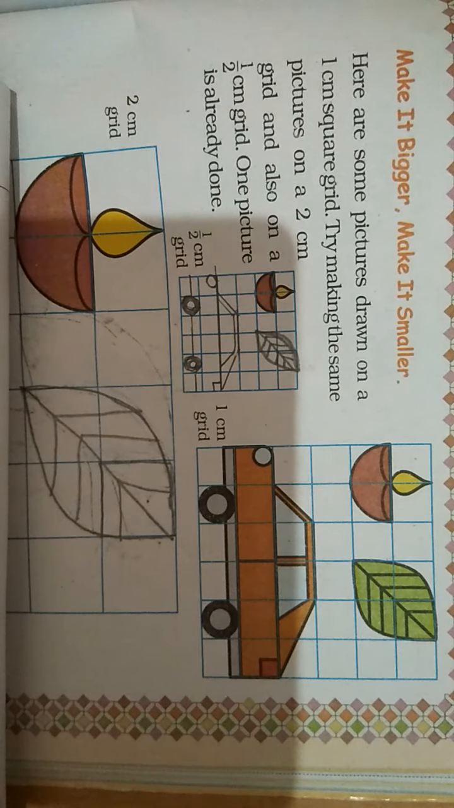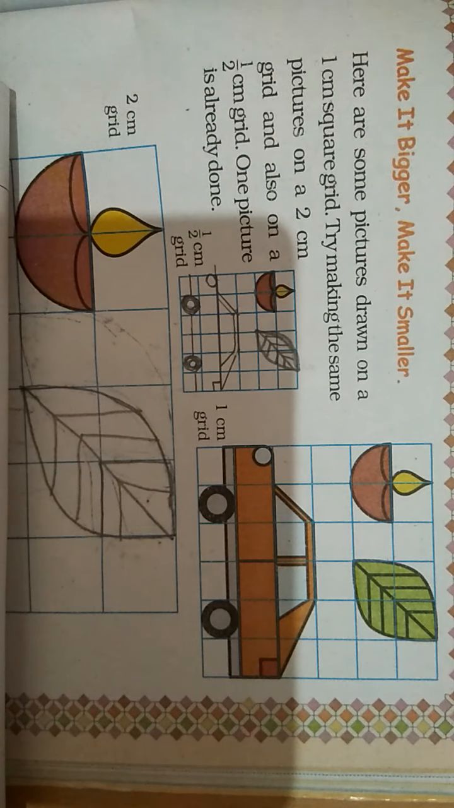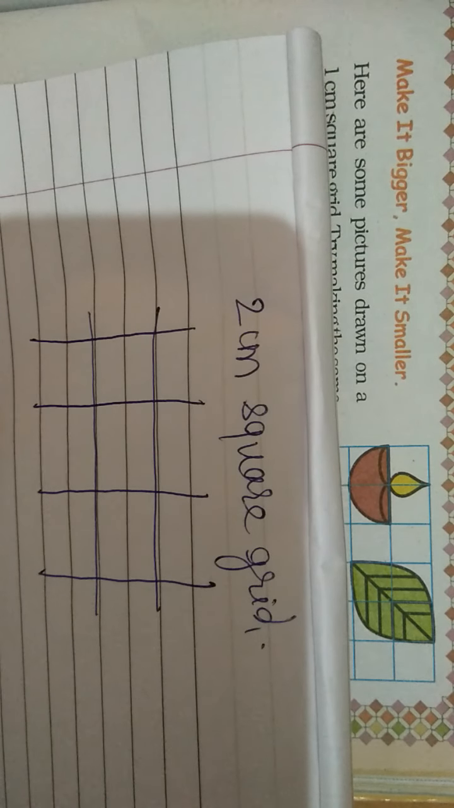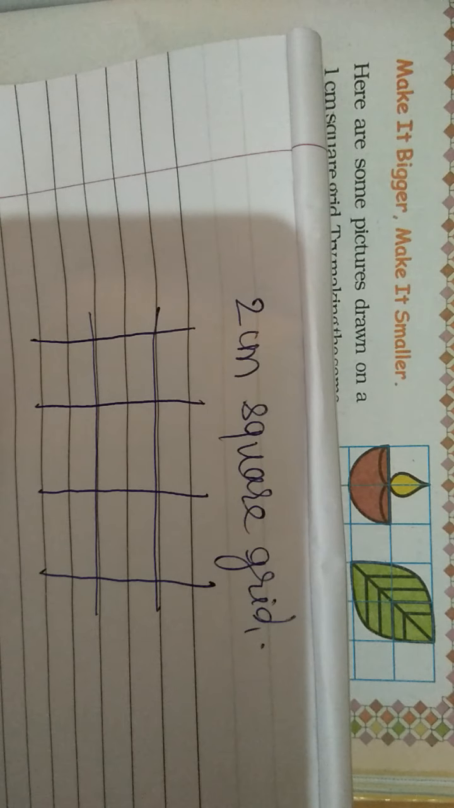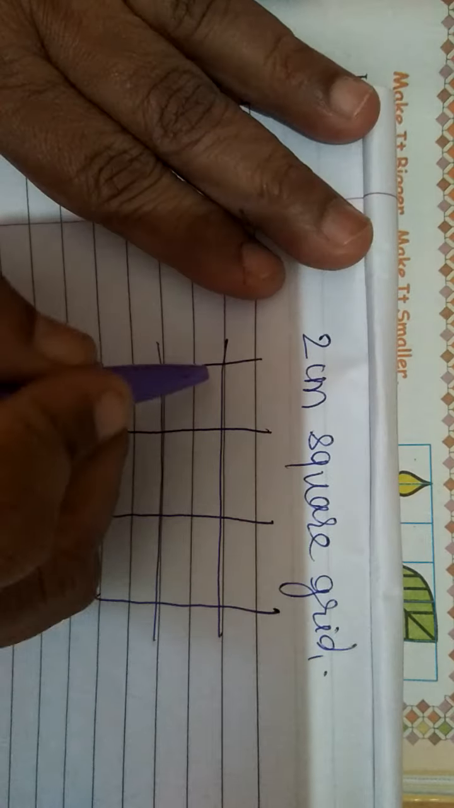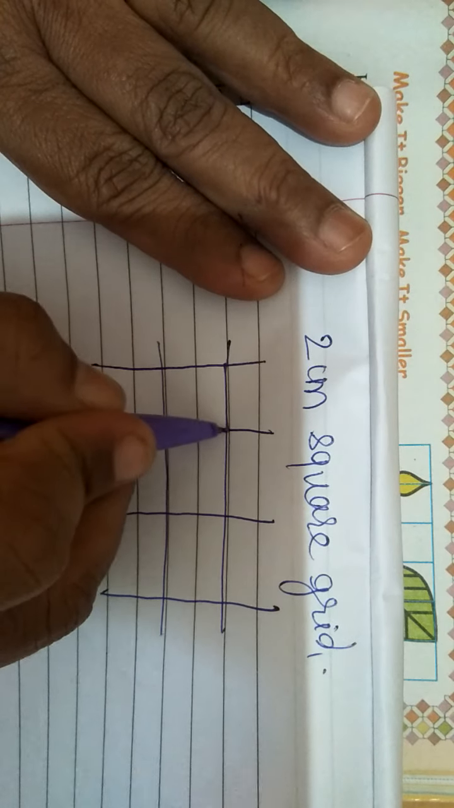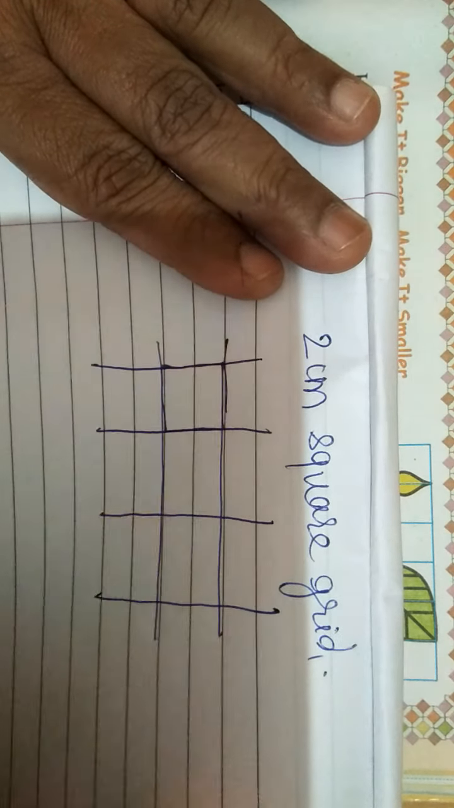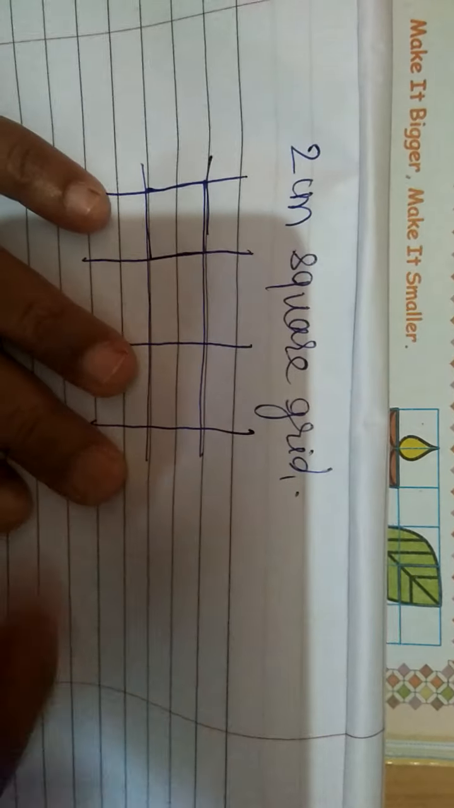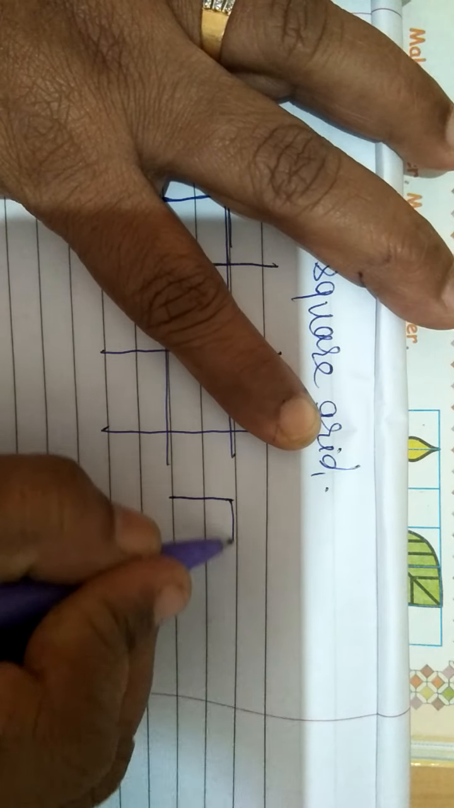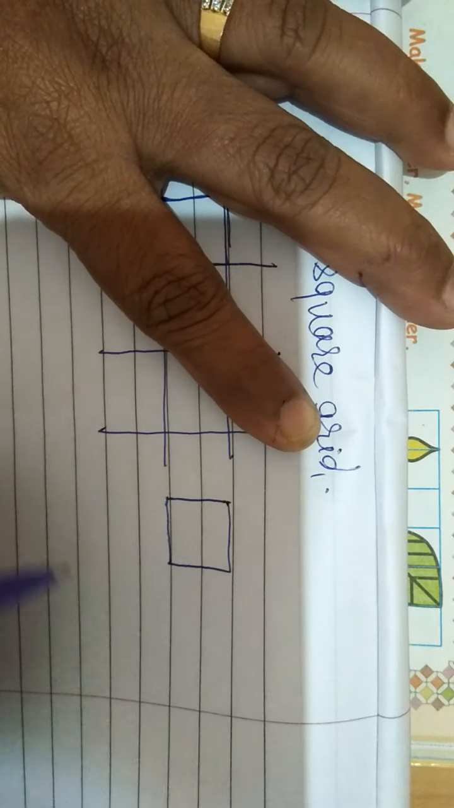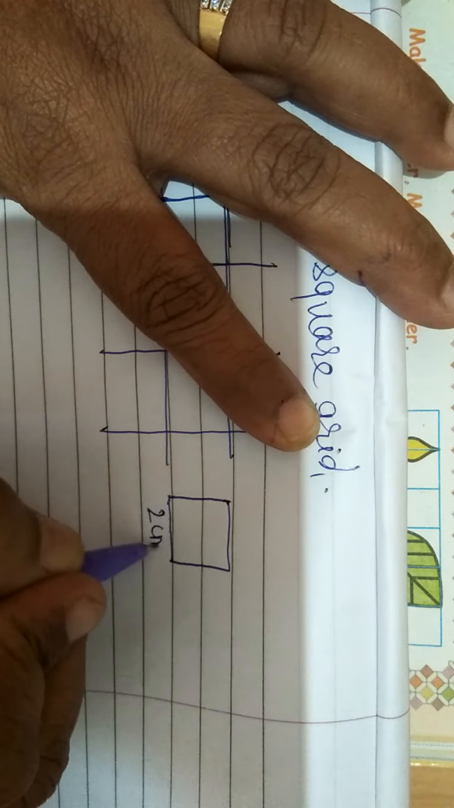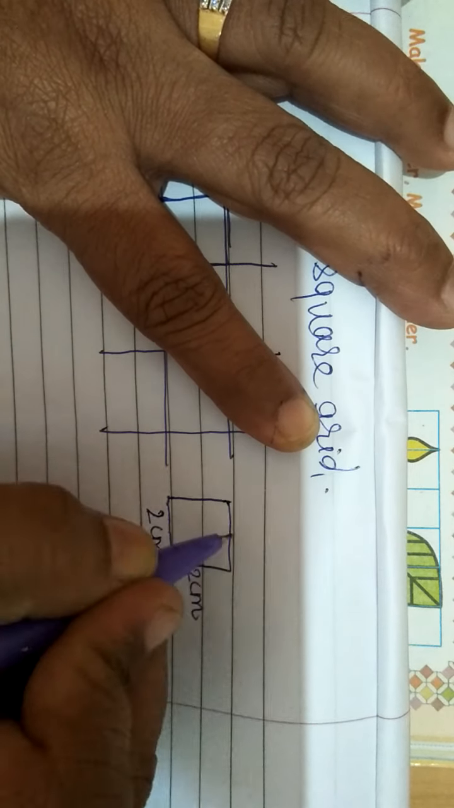Now children, first we will understand about the 2 centimeter grid. When we say 2 centimeter square grid, we are talking about the square. Here we talk about one square, and in this grid each square will have sides of 2 centimeter each.